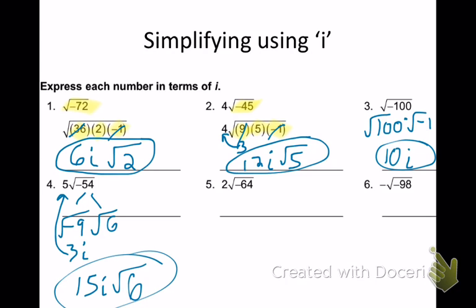Remember, square root of a negative is not a negative. Square root of a negative is i. Number 5, 2 times square root of negative 64. What's the square root of negative 64? 8. So square root of a negative is? So I get 8i. Now I take 8i times 2 and I get 16i.